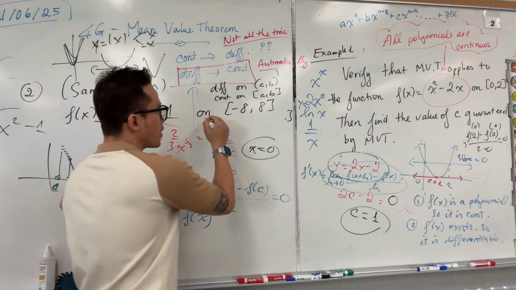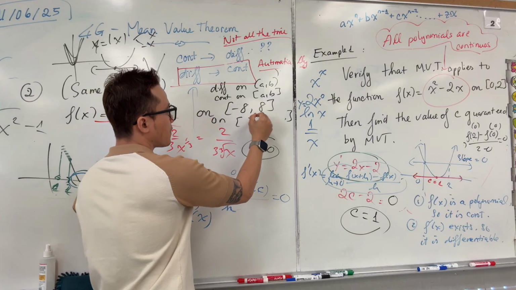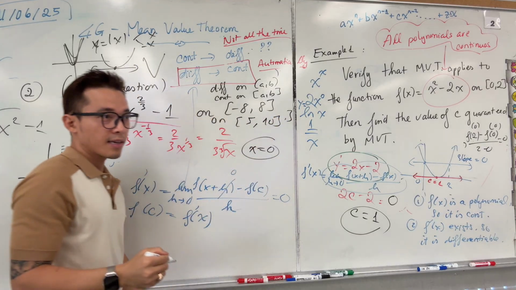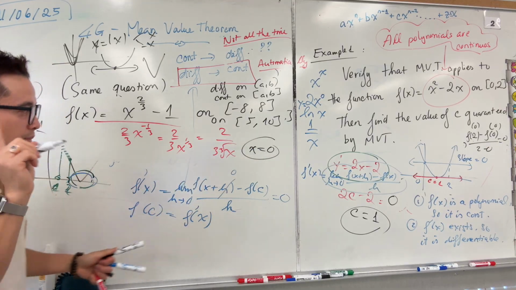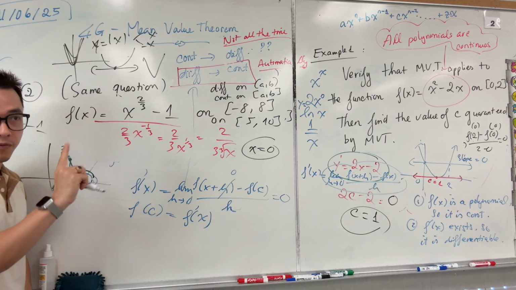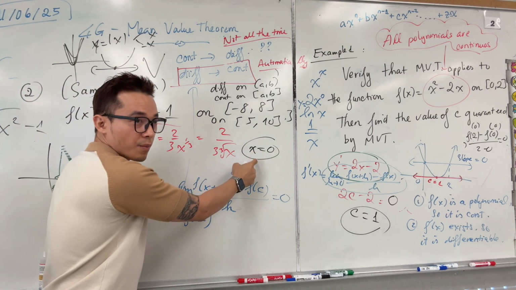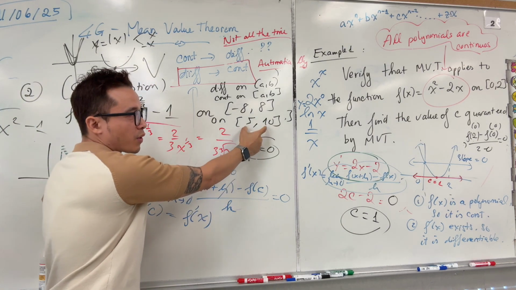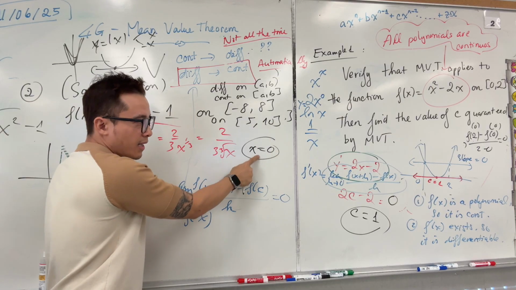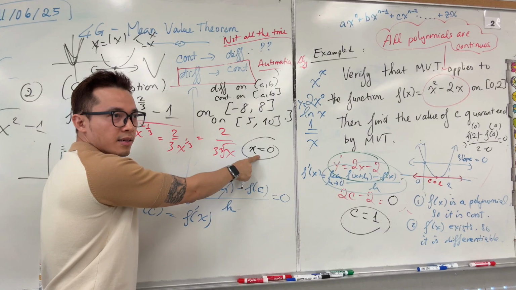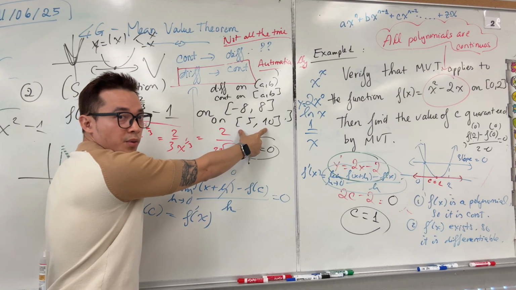What if they're asking you to check this on 5 to 10? Then is it okay? Yes. Remember, this function is not differentiable when x equal to 0, but for the interval from 5 to 10, does x equal to 0 matter? No, then it's still differentiable. You know what I mean?